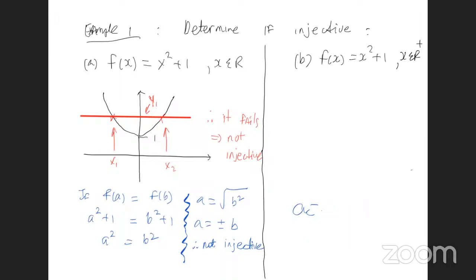So I want you now, based on what you learned in example 1, to try example 2. It's the same thing. x and b were positive. Try part b, but I want you to do it both methods, horizontal line test and the mathematical way.